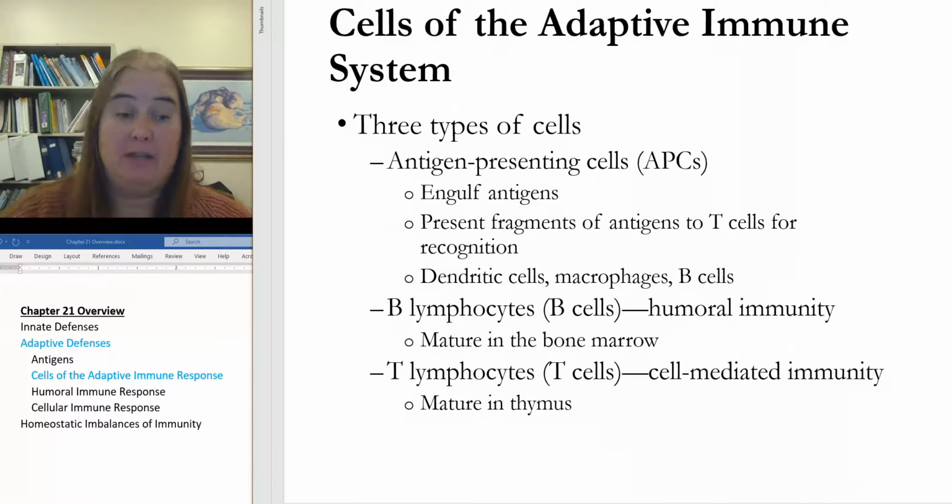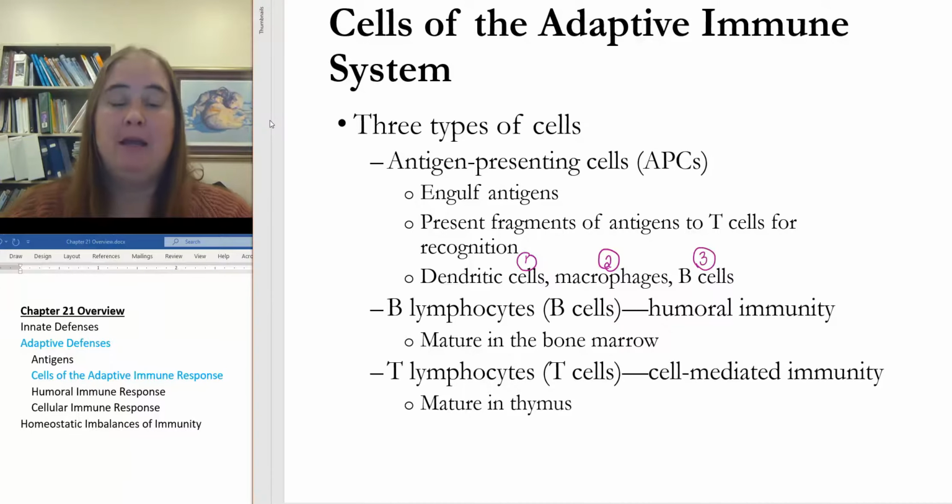So we have a number of cells involved in our adaptive immune system. Three categories of cells. We have our antigen-presenting cells, and they're going to do exactly what their name says. Essentially, they're going to engulf an antigen, consume it, and then present that antigen to our T cells. Kind of crazy, huh? When we look at antigen-presenting cells, there are three major types in our body: our dendritic cells, our macrophages, and our B cells.